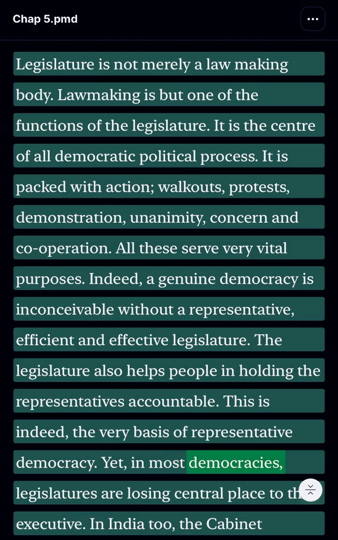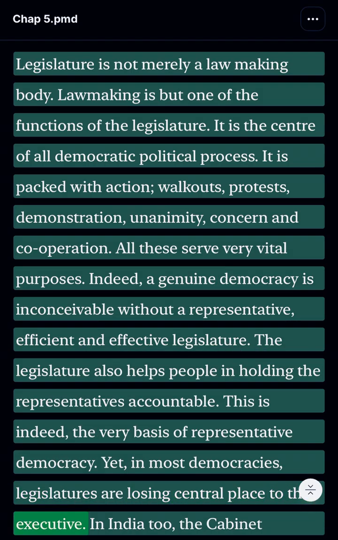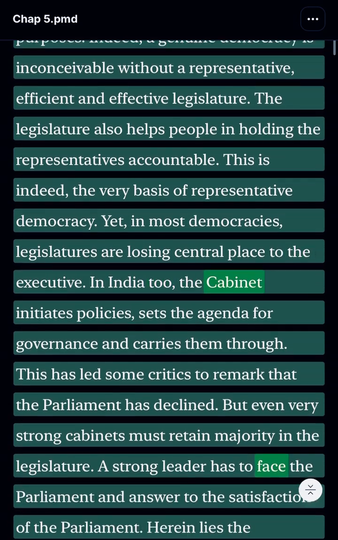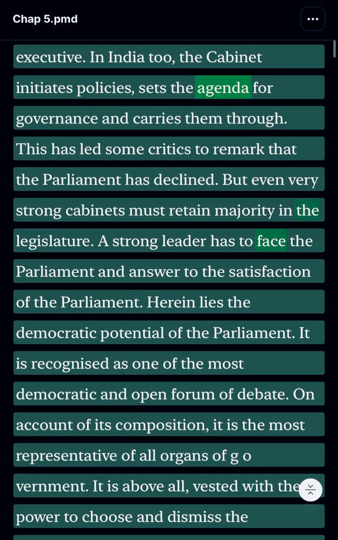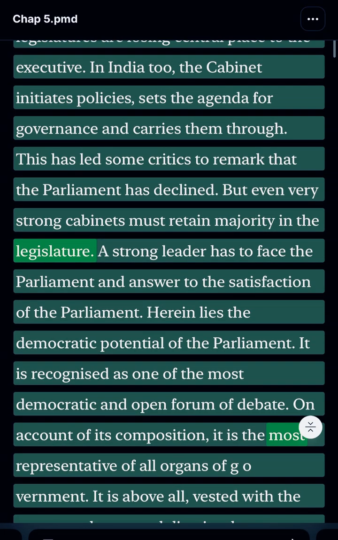Yet in most democracies, legislatures are losing central place to the executive. In India, too, the cabinet initiates policies, sets the agenda for governance, and carries them through. This has led some critics to remark that the Parliament has declined, but even very strong cabinets must retain majority in the legislature. A strong leader has to face the Parliament and answer to the satisfaction of the Parliament. Herein lies the democratic potential of the Parliament.